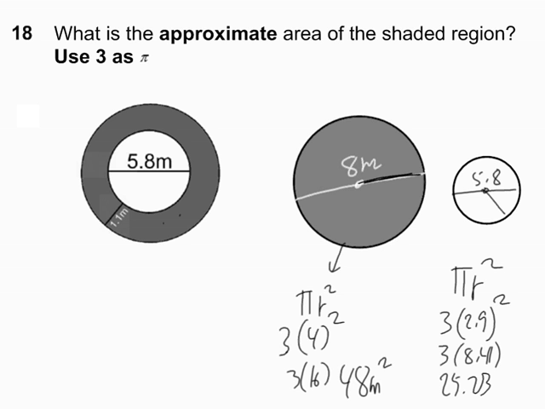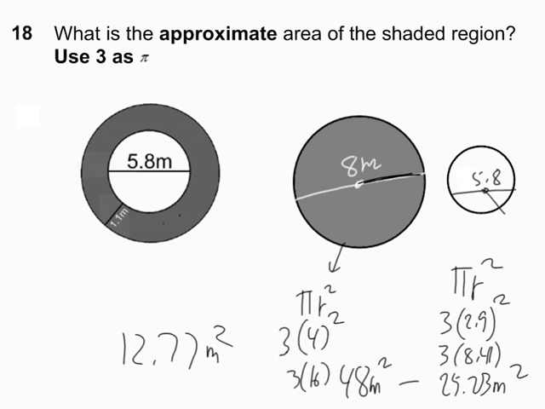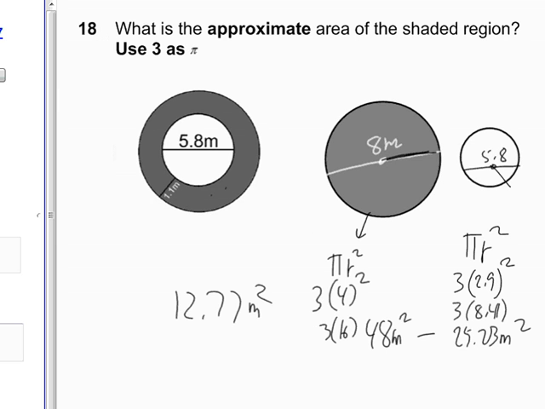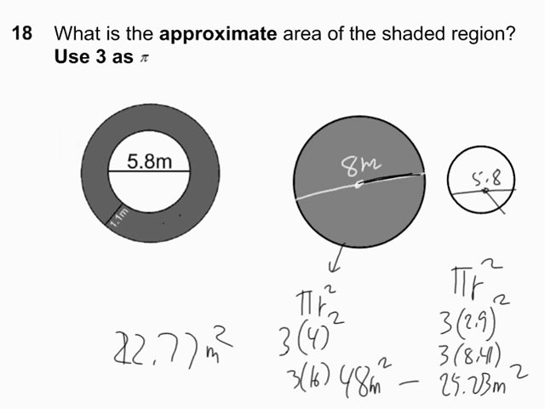Okay? So if you take the big circle, which is the gray one, and subtract the small circle, which is this one here, you will have the gray ring that's left. And that's going to be, let me just check here. 22.77 square meters is your answer. Okay, 22.77. Is that right? 22.77. Sorry, 22.77.